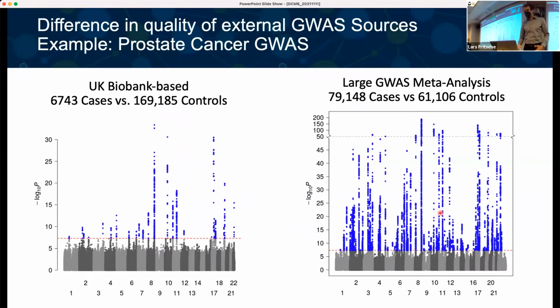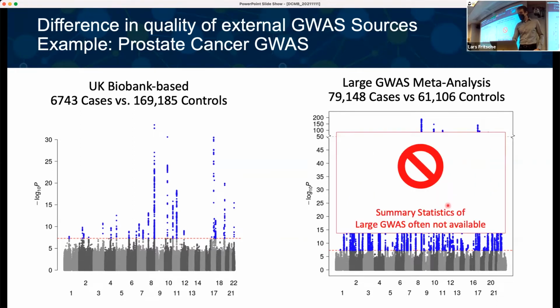Of course, there's a difference in the quality of external GWAS. If you have Leuka Biobank, you're limited by the sample size, and they nowadays can't compete with those large GWAS meta-analyses. You can see here, this is the Leuka Biobank, and in this case, this is on prostate cancer. This is the PRACTICAL consortium. You have 10-fold sample sizes, and of course, you can see they are able to identify many more variants. So this large GWAS probably will result in the better PRS. But as I said before, not all of those GWAS summary statistics are openly available.